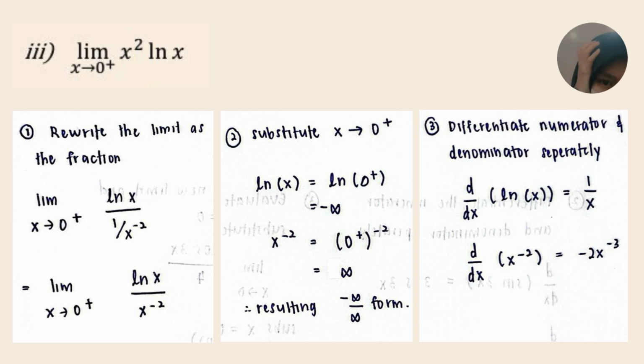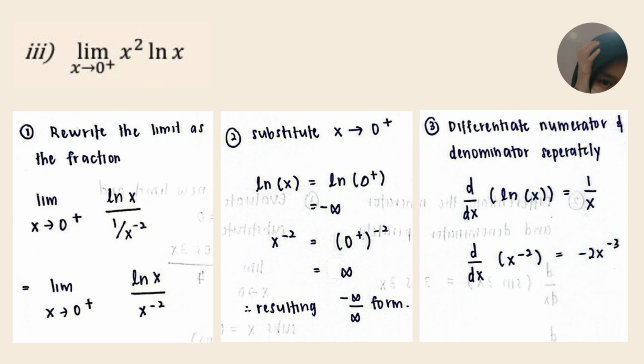For the third question, we have the limit as x approaches 0 from the right of x squared ln x. When x approaches 0 from the positive side, x squared becomes 0 and ln x becomes negative infinity, giving the indeterminate form 0 multiplied by infinity. So to apply L'Hopital's rule, we have to rewrite the limit as a fraction, and the limit becomes ln x over x to the power of negative 2. Then we substitute x equals 0 into both numerator and denominator, and we get the form of infinity over infinity.